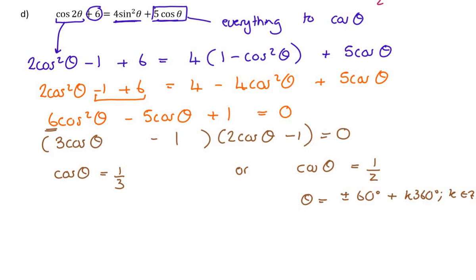And then shift cos of a third. Theta is equal to 70.53 plus or minus, my apologies, plus k 360. k is an element of integers. So that's definitely fairly mean.